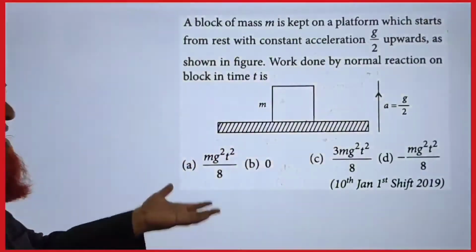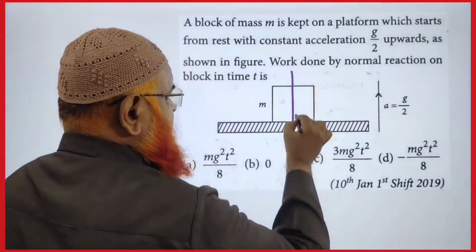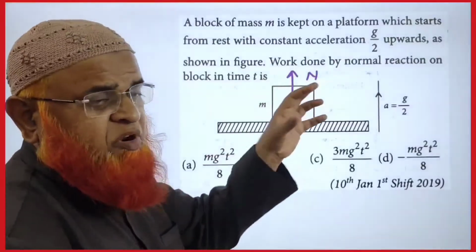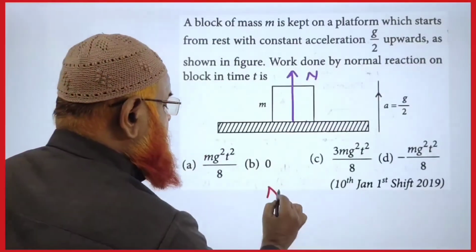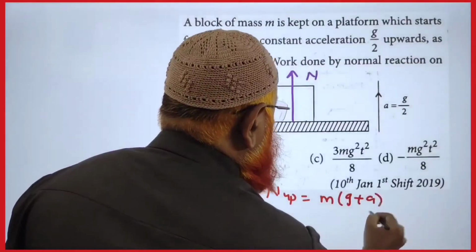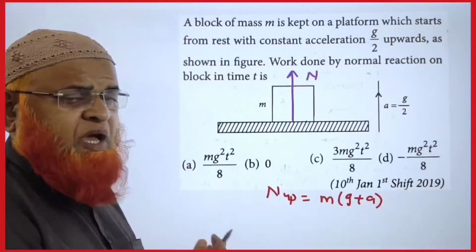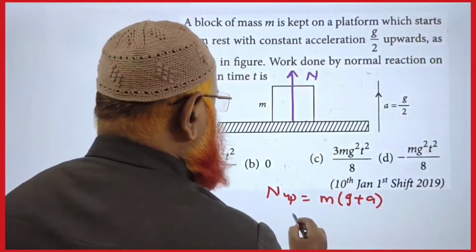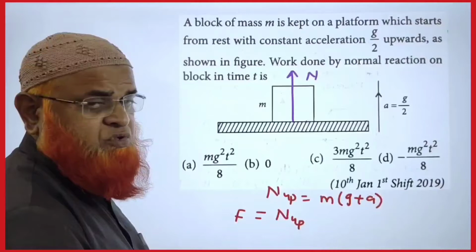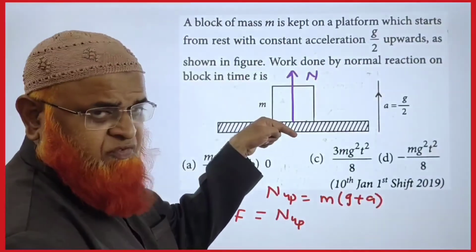See, whenever a block is moving upward, there is a normal reaction acting on the block because of this platform. What is going to be that normal reaction? Whenever a body moves upward, N is nothing but m into g plus a. This is a common formula. Everyone knows about that. Then what is going to be the normal reaction upwards? This normal reaction is acting like a force of the block on the floor here.